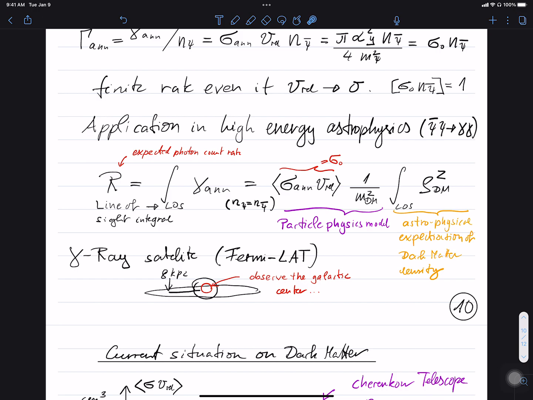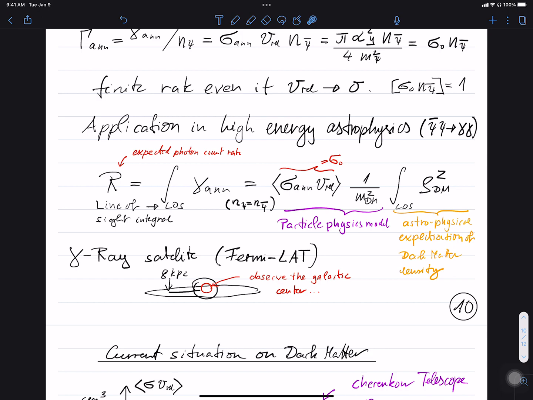Essentially it comes from the production mechanism of the particles in the early universe. But let's just assume it for now. So this sigma annihilation times VREL is sigma naught, as we said. These brackets correspond to velocity average. However, as we saw, the leading term is independent of velocity, so the velocity average is just the number itself.